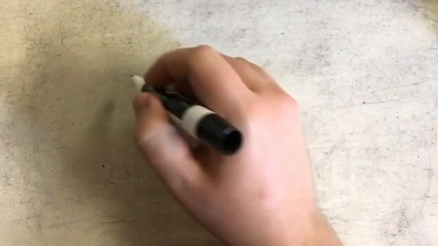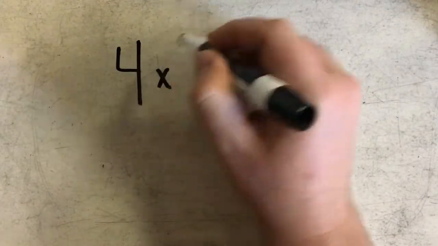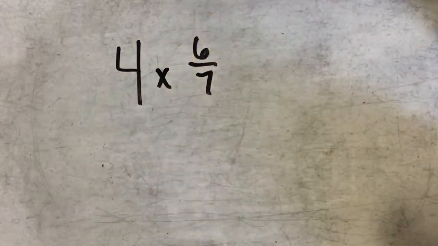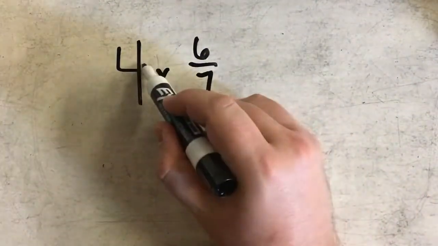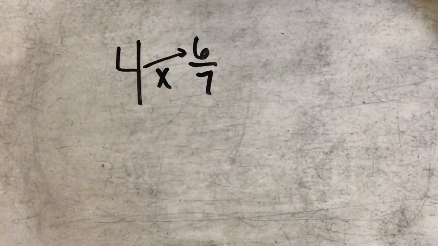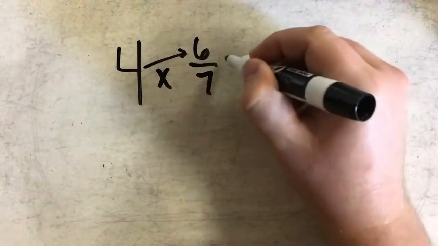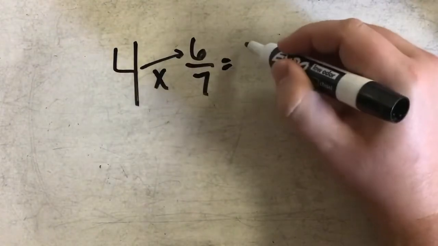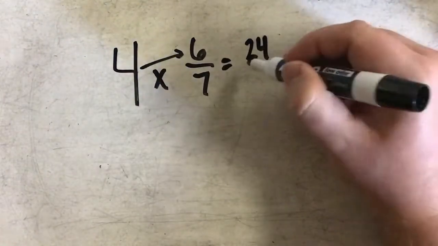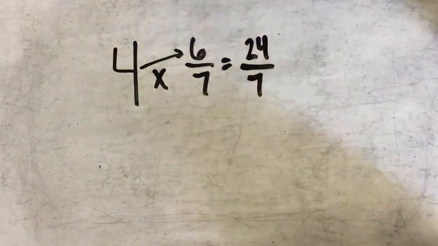Let's do one more example. Here I have 4 times 6/7. Again, all I'm really doing is multiplying the whole number times the numerator. In this case, 4 times 6 gives me 24. And my denominator would stay the same.